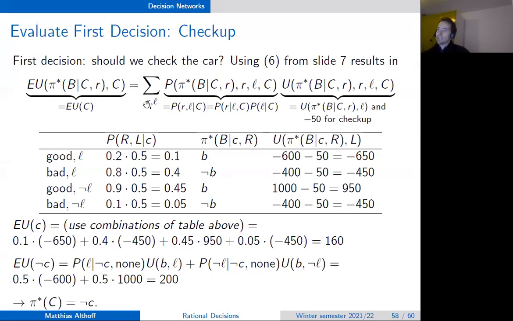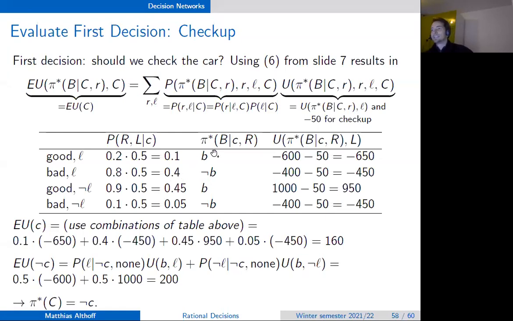And there are two possible values now for R and two possible values for L. So we use this table to look at all combinations. So good and lemon, bad and lemon, good and not lemon, bad and not lemon. Then we compute the probability of R and L given C using the chain rule here. And this here just is a reminder of what was the optimal policy from the previous slide. So if we have good report and it's a lemon, then we should buy.